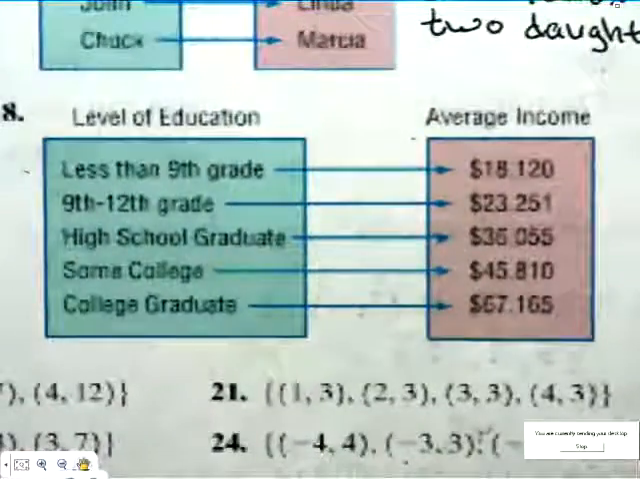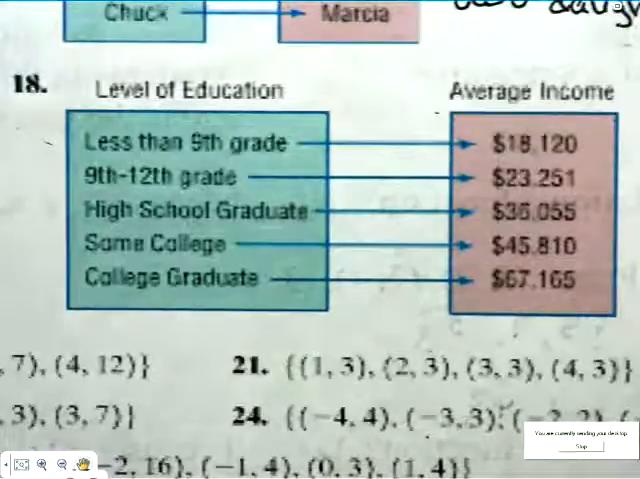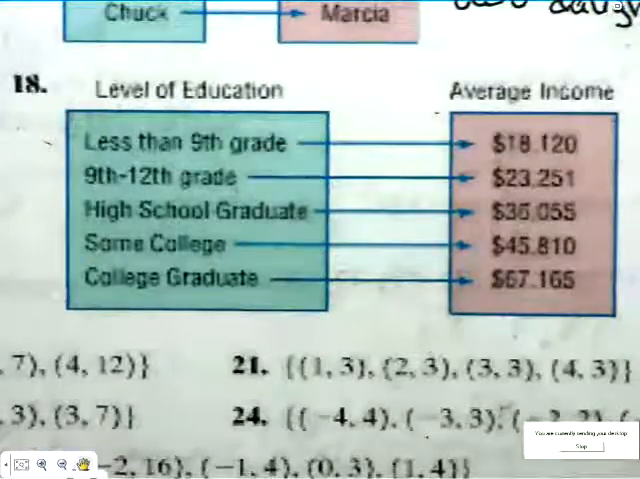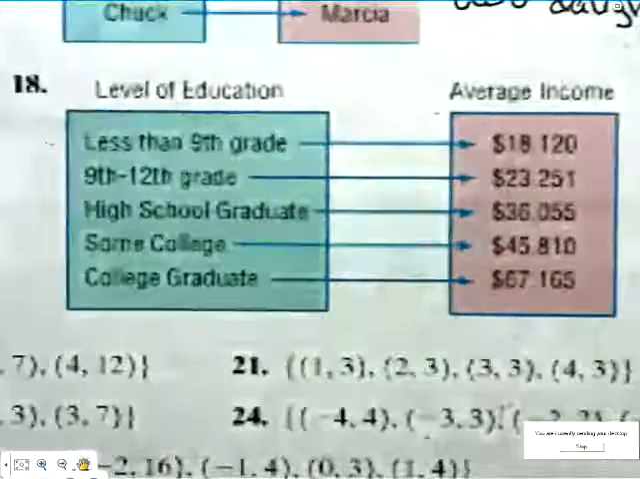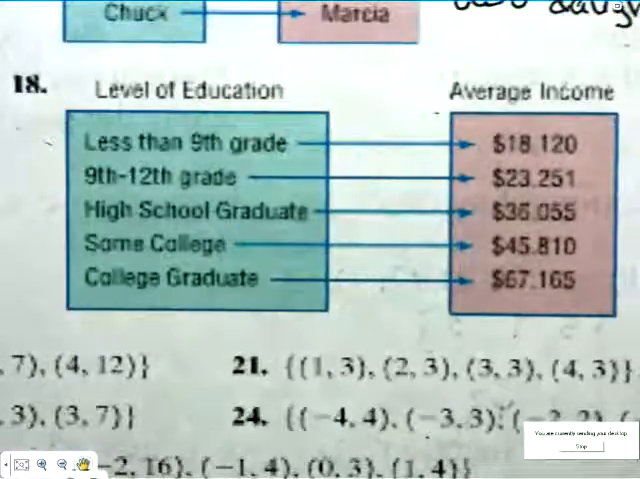19 through 26, if I say, what's the domain? You just list the x's. If I say, what's the range? You list the y's. What I want you to do real quickly is look at those and tell me which of those 8 are not functions. Help me find the ones that aren't functions.